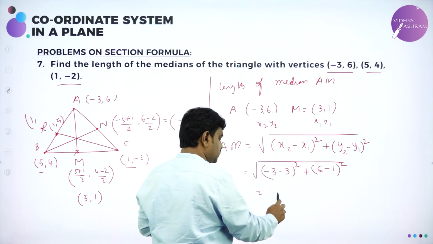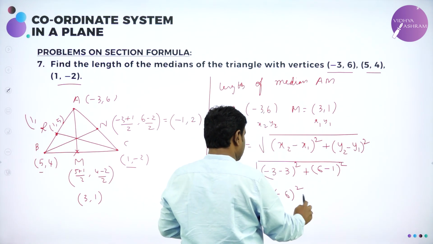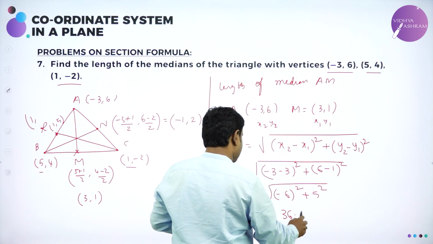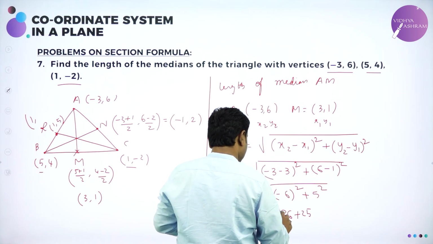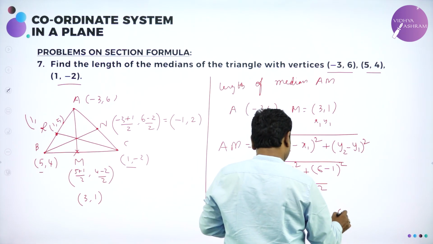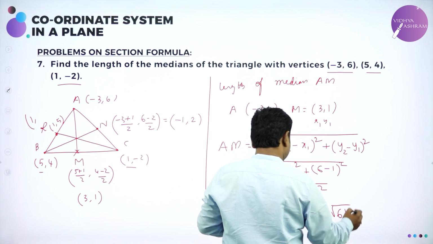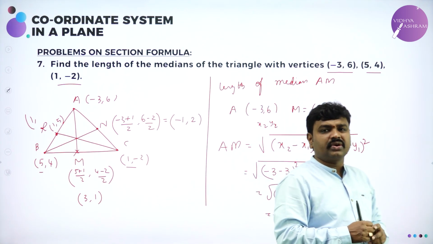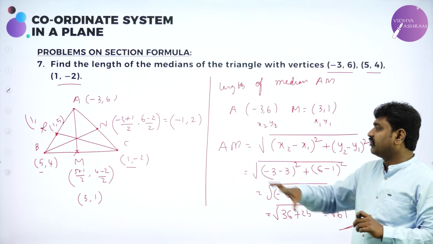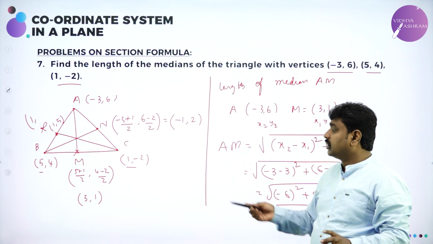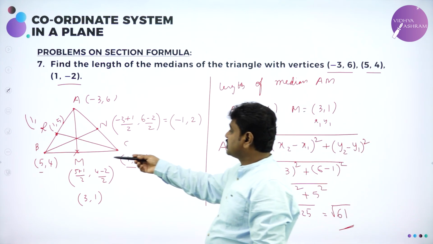Now minus 3 is minus 6, the whole square; 5 square, under the root 36 plus 25. So 36 plus 25 is 61, root 61 units. I hope all of you understood this. So I got the length of one median. Similarly, you can find the length of BN, and you can find the length of CR also.